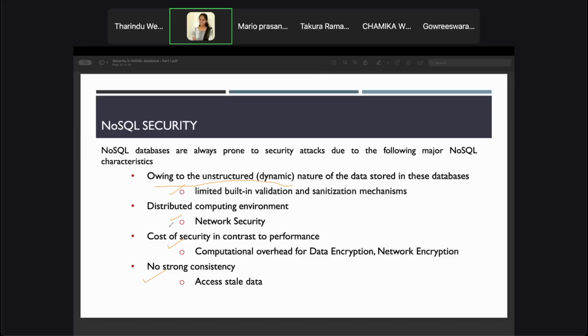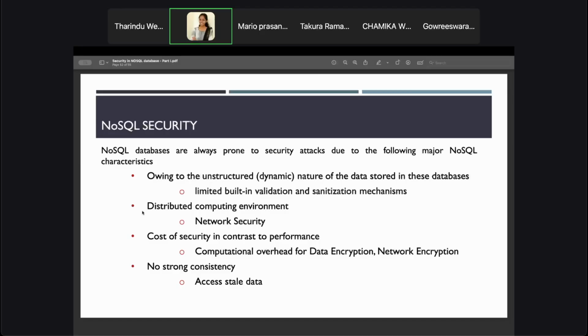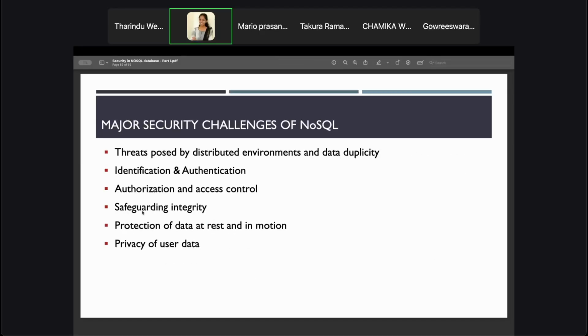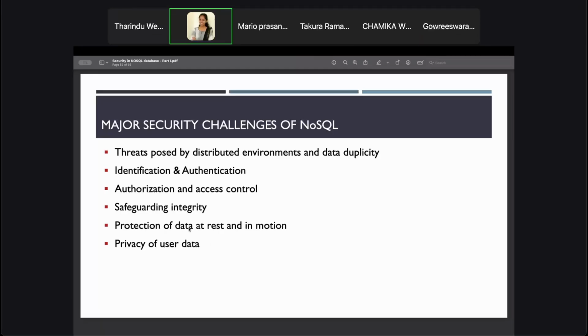So because of these specific features of NoSQL, we might come across different challenges, right? Those challenges are threats posed by the distributed nature, issues with identification and authentication, issues with authorization and access control, issues when data is moving across the network, and issues with users' privacy. So these are some major security challenges for NoSQL databases because of its characteristics, which we discussed in the previous slide, right?